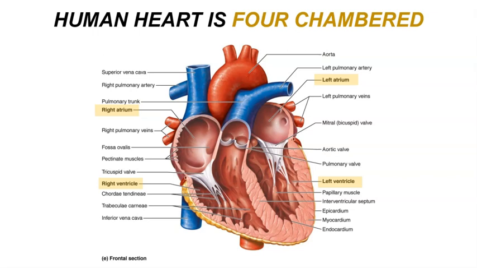They're separated from one another by a structure called the interatrial septum, which is unfortunately not shown in this diagram. The two ventricles, that is the right and the left ventricles, are located on the inferior aspect of the heart, and they are separated from one another by a structure that's called the interventricular septum.